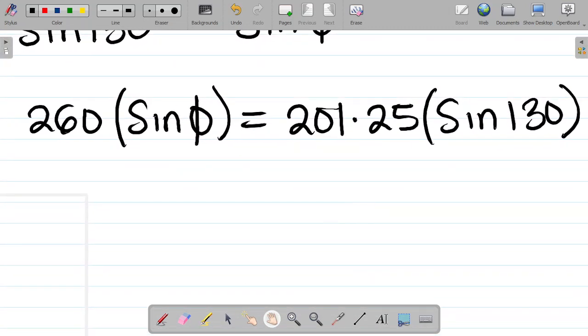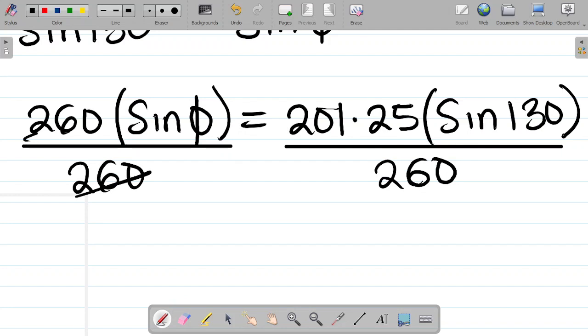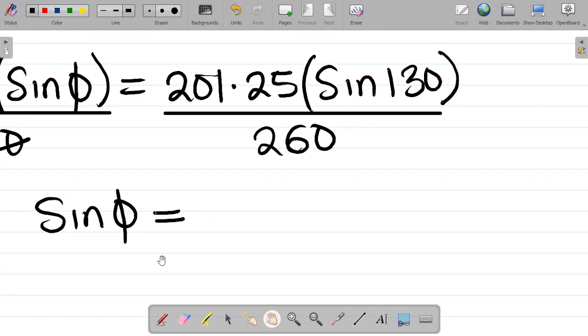All right, let's get this solved. To get the value of phi, I'll first divide here and also divide here by the coefficient of sine phi, which is 260. This cancels this. I have that sine of phi is equal to, let's input this value. Now I'll get my calculator and punch in 201.25 multiplied by sine 130 divided by 260. I'm punching everything at once and my answer gives me about 0.59295929.